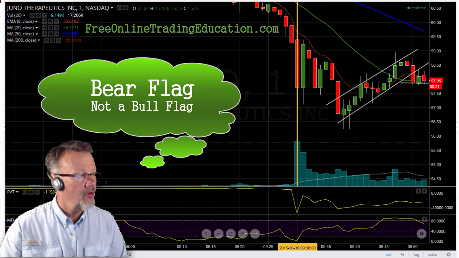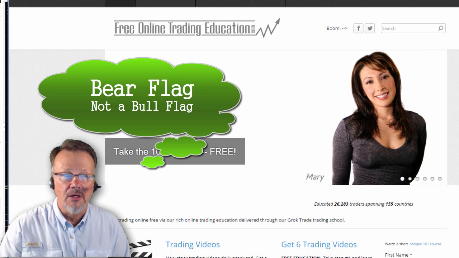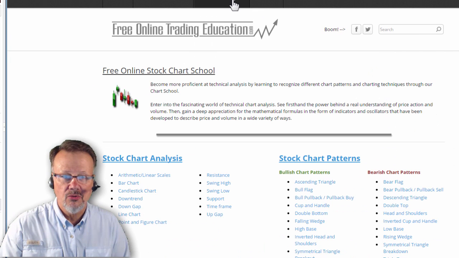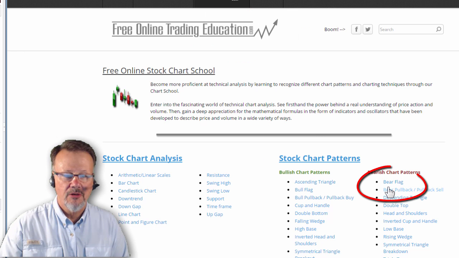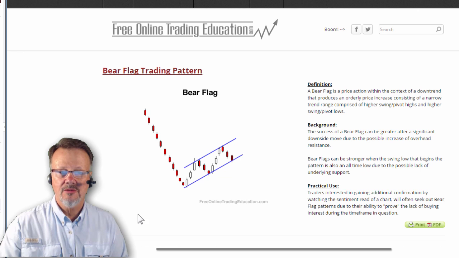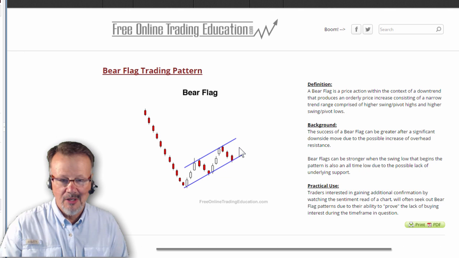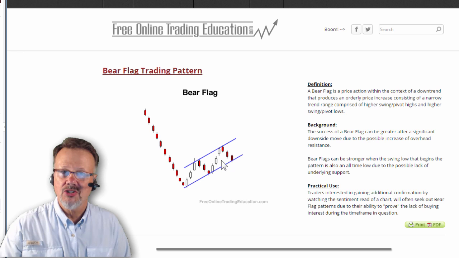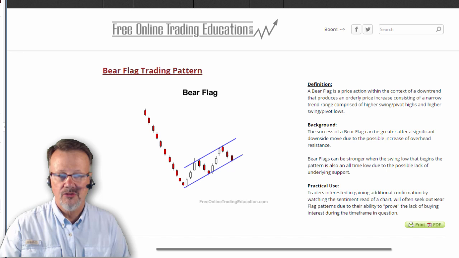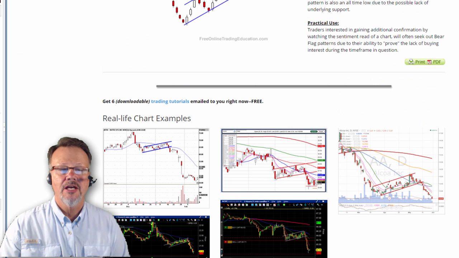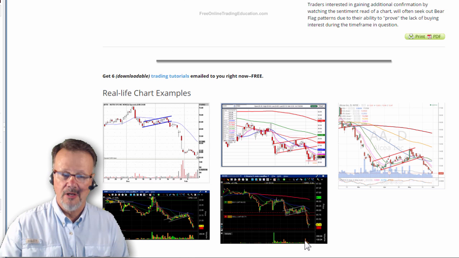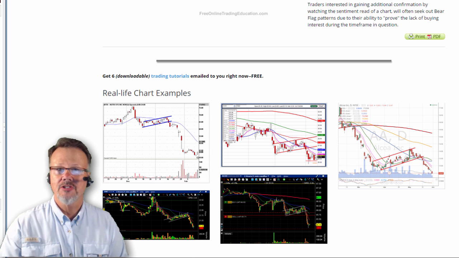Want to know more about a bull flag? You can go to our free chart school, and it's right here at Free Online Trading Education. Go to chart school, just step on that, and then right down here, we've got the bear flag under bearish patterns, and here's a picture of it. Runs down, and it's coming back up in a parallel channel. If it breaks below that, that's good bearish. Now there's a written description of it and how to use it, and then here's some examples of charts from the daily charts as well as some day trading charts that shows how it's happened before.